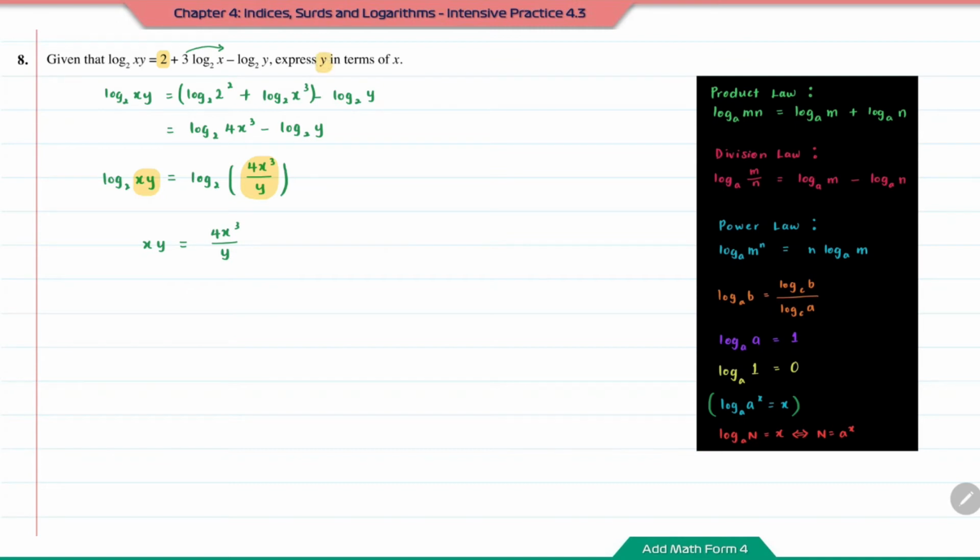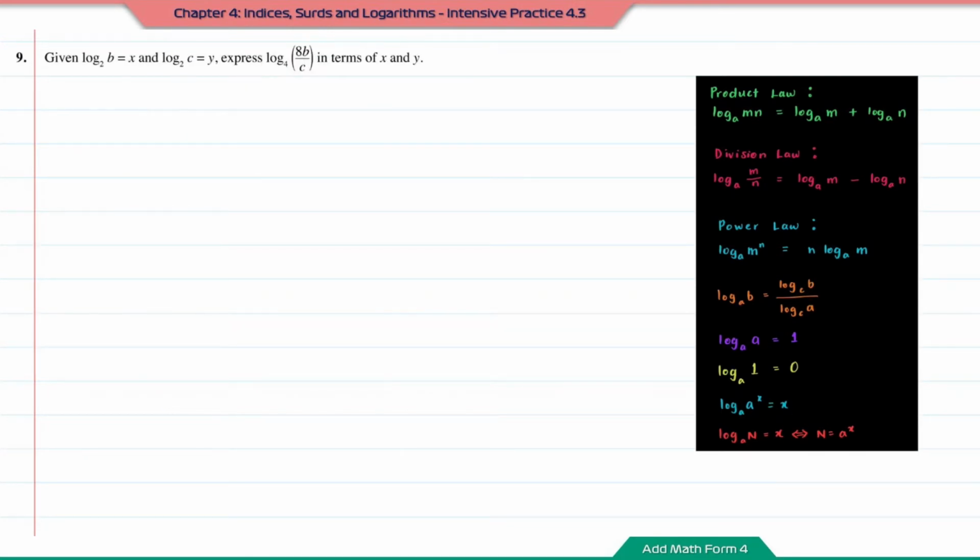Now, we want to express y in terms of x, which means y will become the subject of the equation. So first, I'm going to move this y to the left hand side. Therefore, it's going to be xy times y, which is xy squared. Next, move this x to the right hand side. It will be 4x cubed divided by x. Simplify this, you're going to get 4x squared. Next, move the square to the other side. It will be the square root of 4x squared. When you square root number 4, you will get number 2. And x squared, when you square root it, you will get x. Therefore, y is equal to 2x.